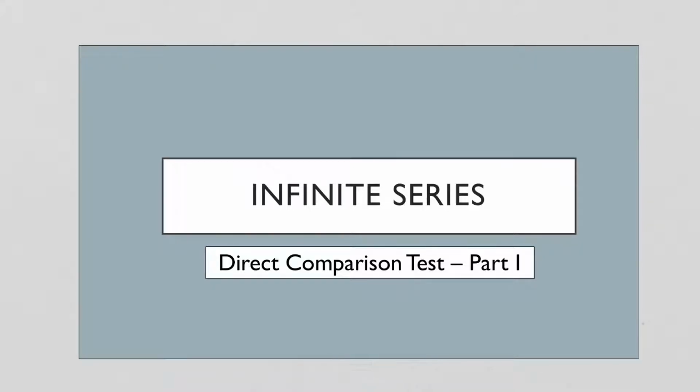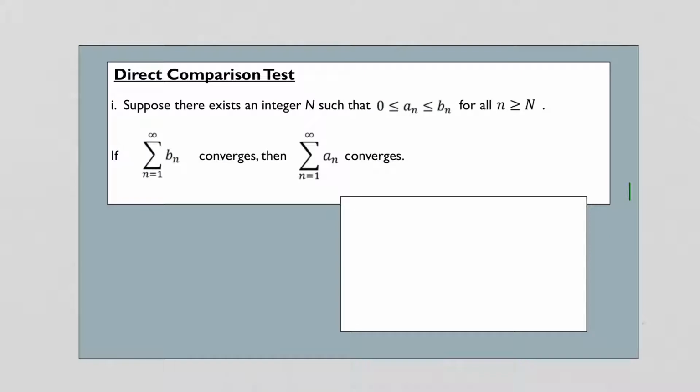In this video, we continue our discussion of infinite series, and we look at a second example of the direct comparison test, part 1. So let's quickly recall, what did the direct comparison test tell us? Well, the direct comparison test told us that if we start with the series a sub n and compare it to a new series b sub n, such that the terms in a sub n are smaller than the terms in b sub n, then if b sub n converges, a sub n must also converge.